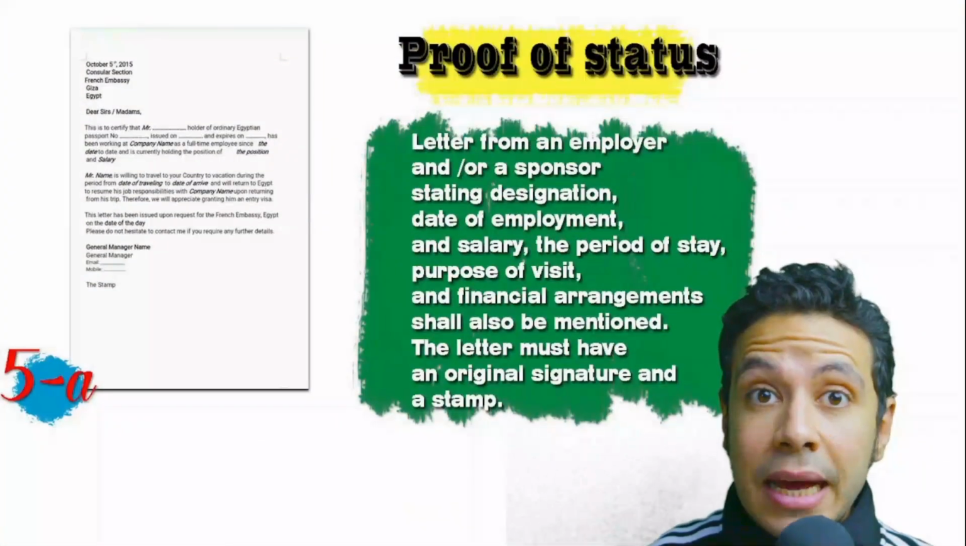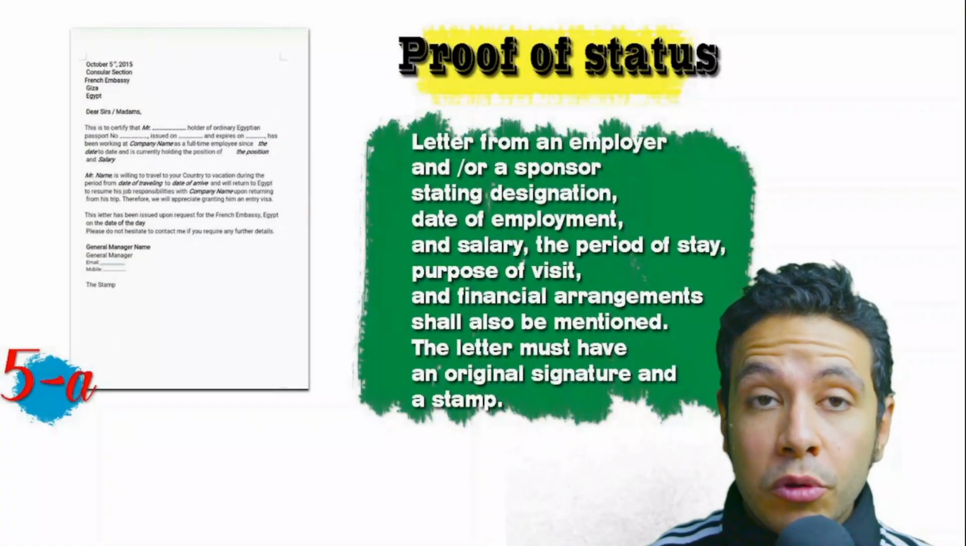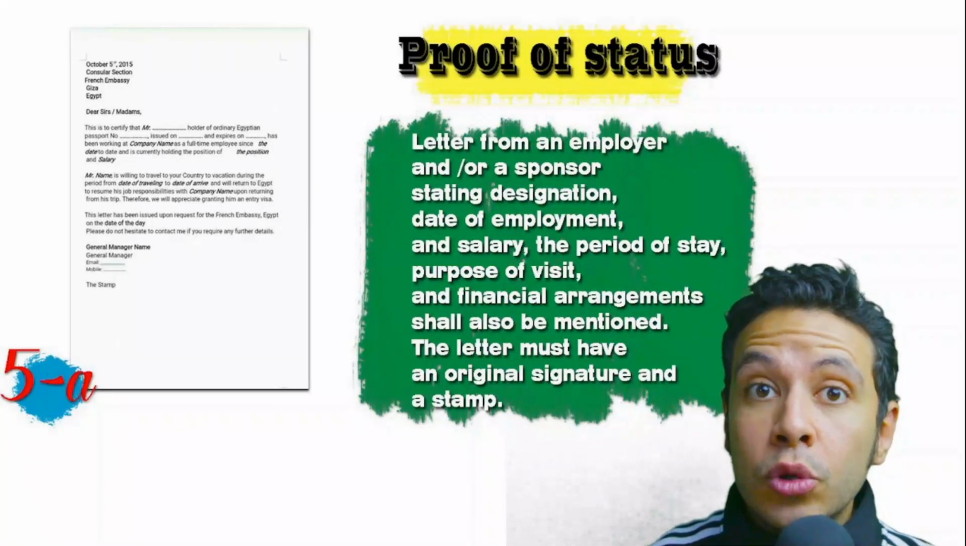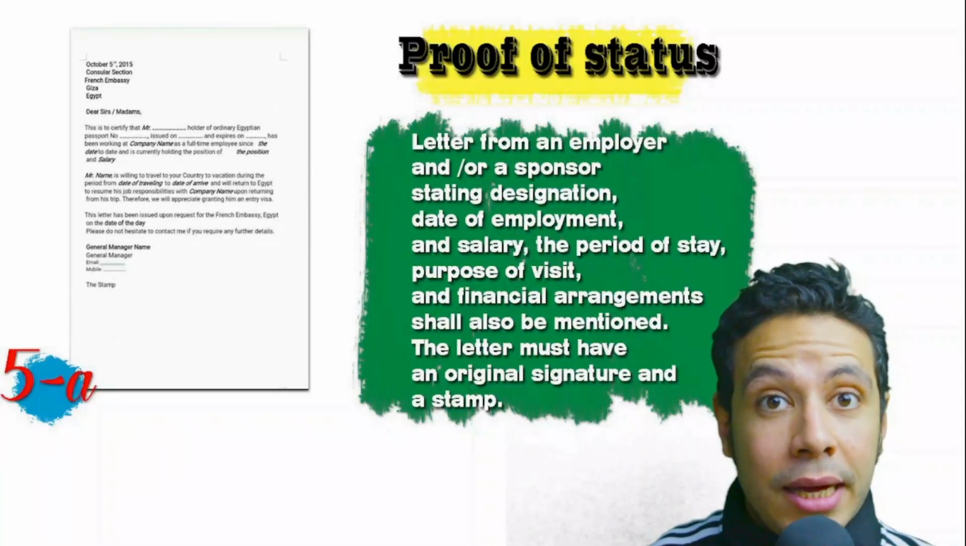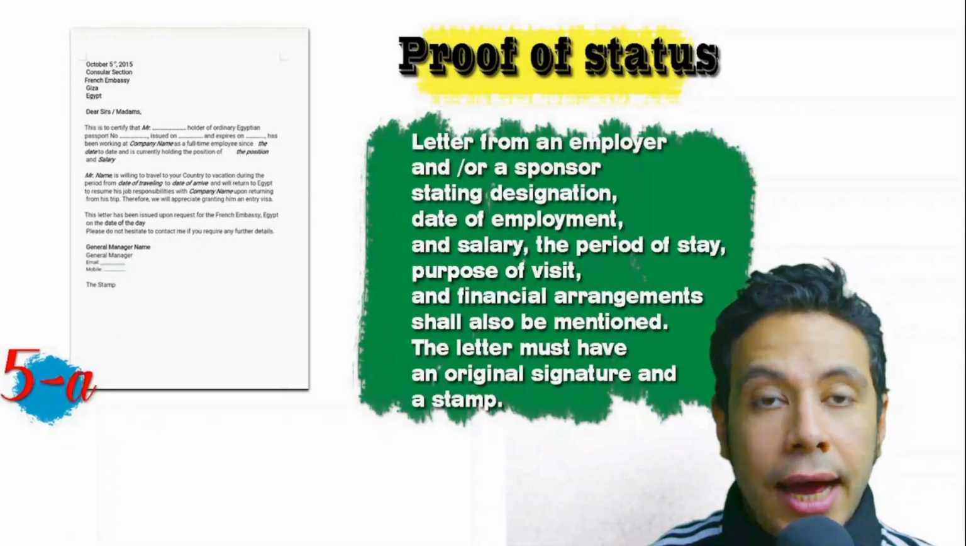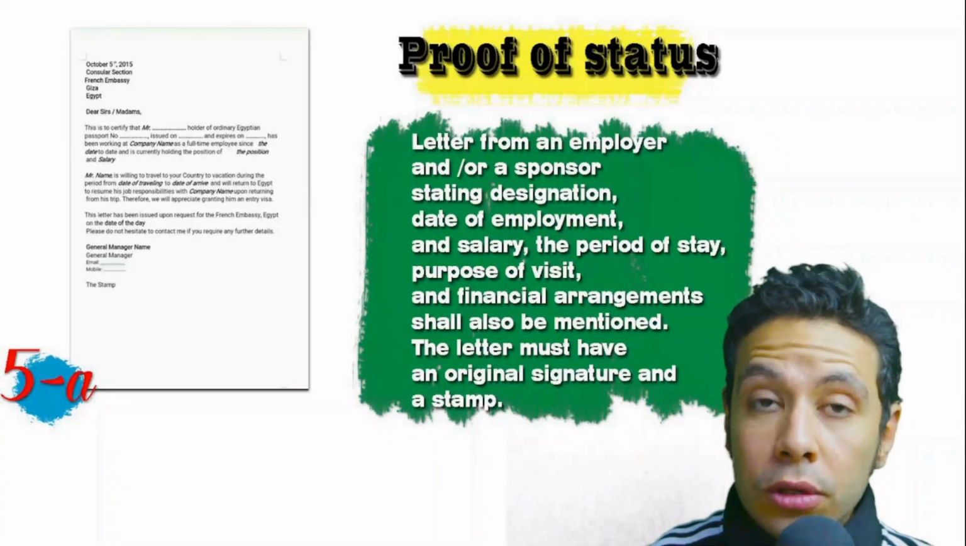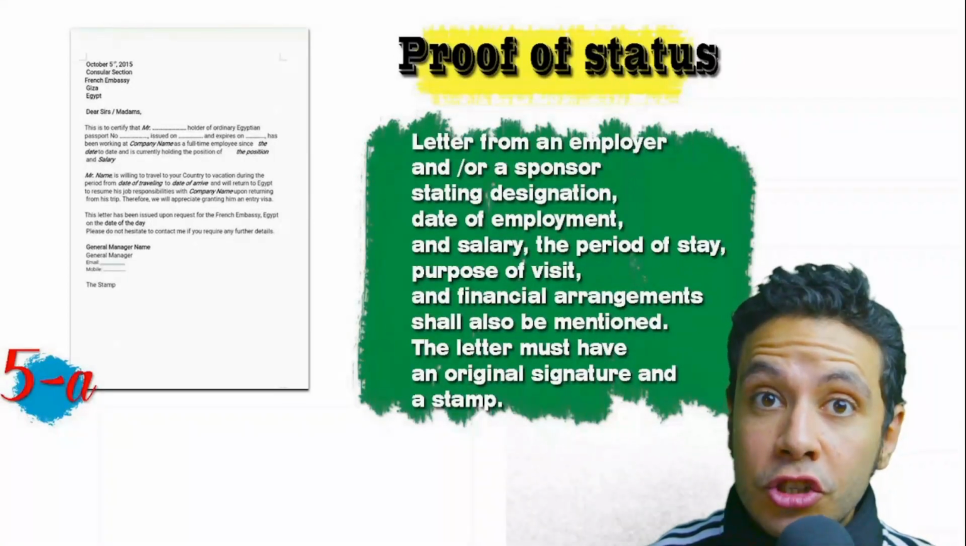In most of the visa application processes, you will be required to provide a proof of status. For example, if you are an employee, you will have to provide a letter from your employer or from your HR department, mentioning your name, your work detail, and your salary. And both address and contact numbers should be mentioned also in that letter. And all letters must have an original signature and a stamp.